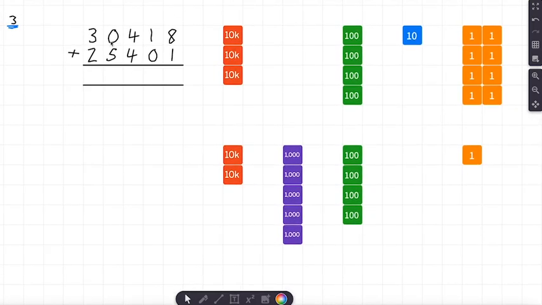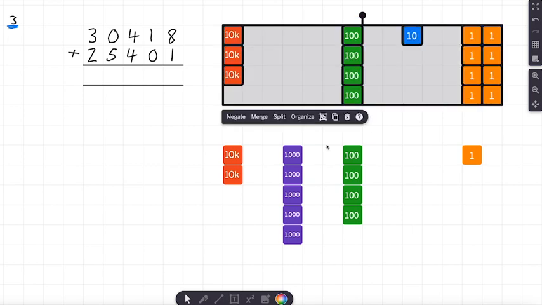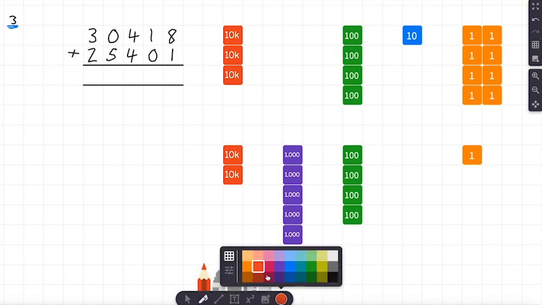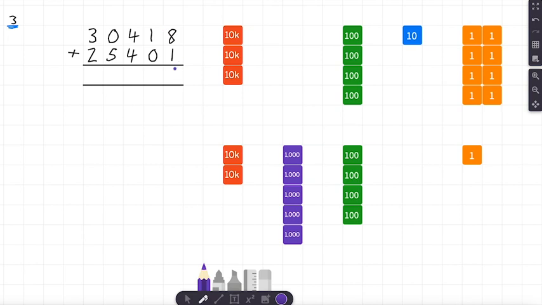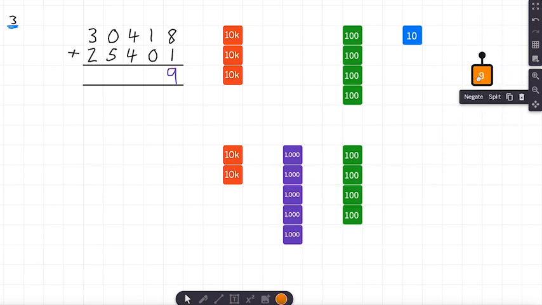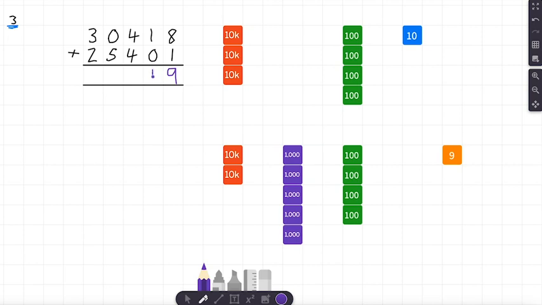Question number 3, we have 30,418 plus 25,401. And you can see both the numbers here and here. So let's start off with the units again. We're looking at 8 add 1 gives us our 9 to start off with. And there's the 9 there, 9 units, 9 ones, merged together. For the tens column, we just have 1 plus 0 is going to give us 1. So that just has the 10 there.